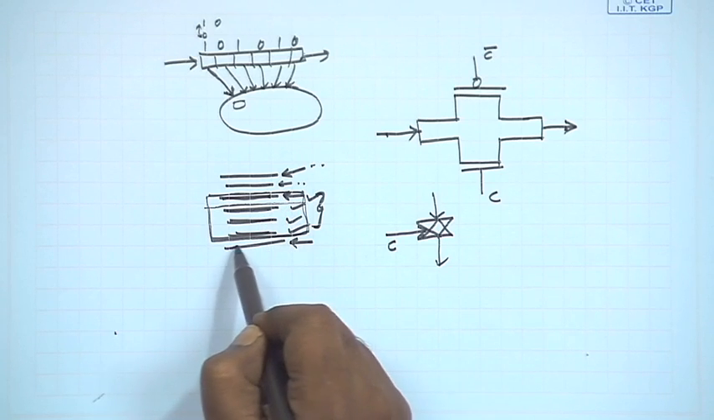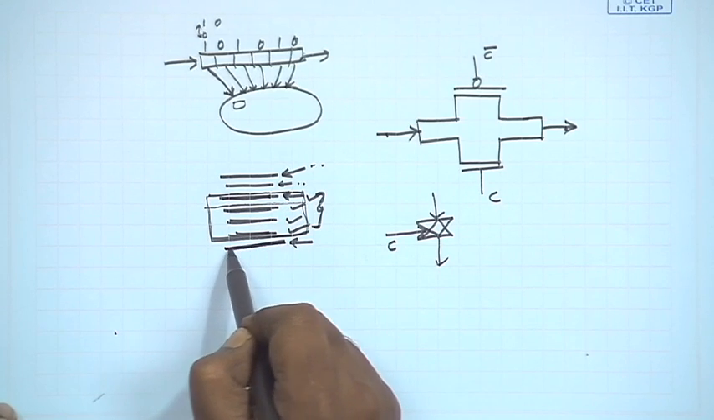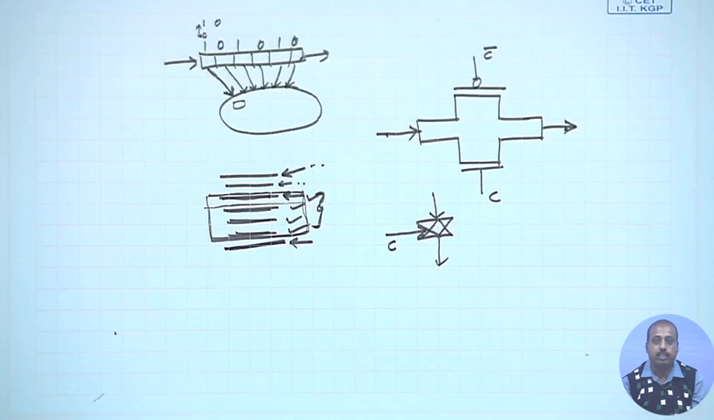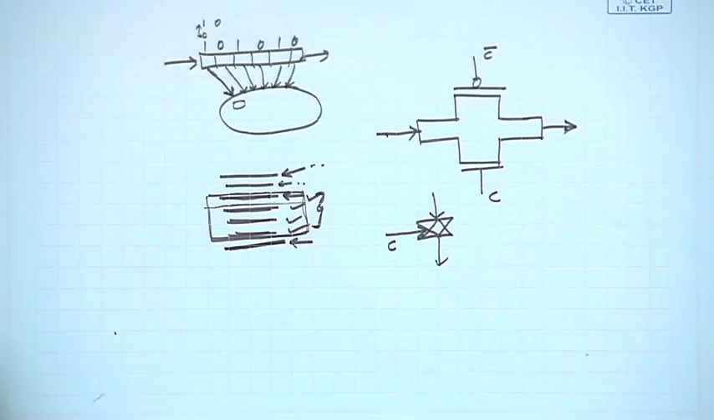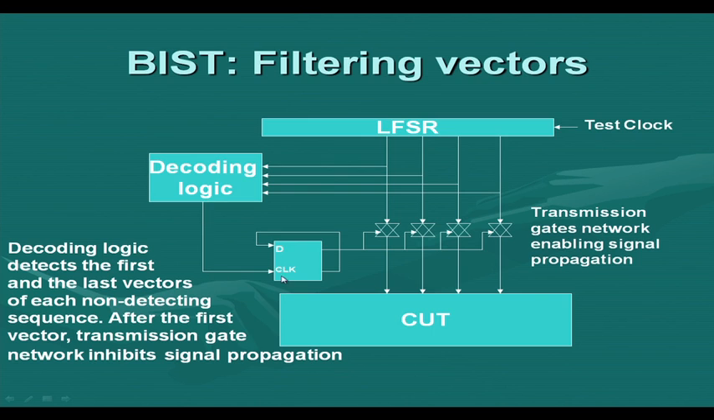Now, after it comes to this particular pattern, it finds that this can detect a new fault. So, the transmission network has to be turned on. Then this decoding logic will give another pulse to this clock line, and since this Q bar line was equal to 1, that line will be loaded into the D flip flop. So, this will become enabled. Whatever is the LFSR's output will be coming to the circuit under test.